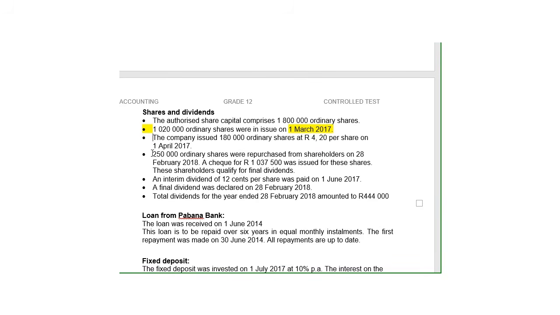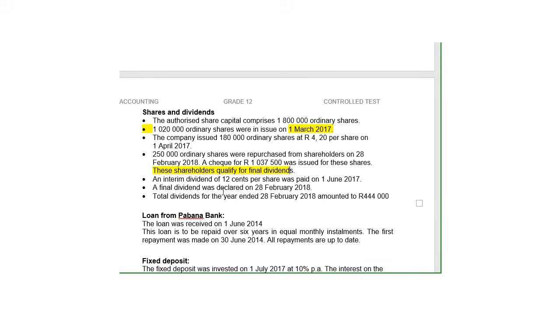Let's see what the next thing is. 250,000 were repurchased on the 28th of February. And a check of 1,337,500 was issued. These shareholders qualify for dividends that we will need later on. It is important to know that when we calculate final dividends, we will need to keep that in mind. But for the capital, we're just interested in the first part.